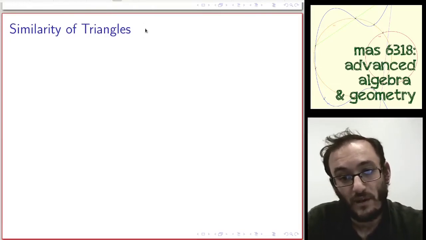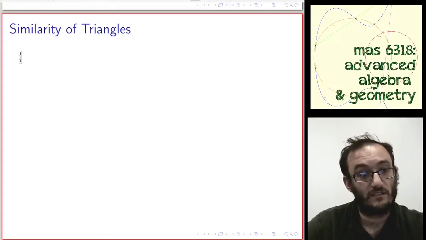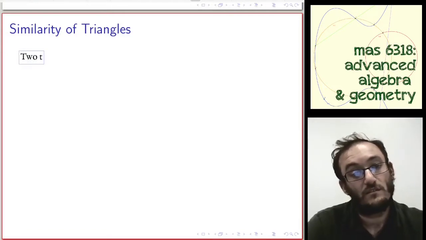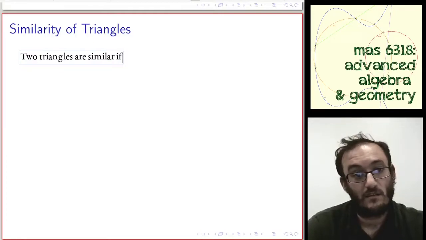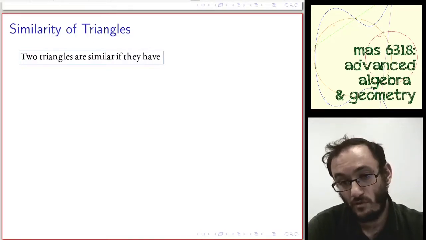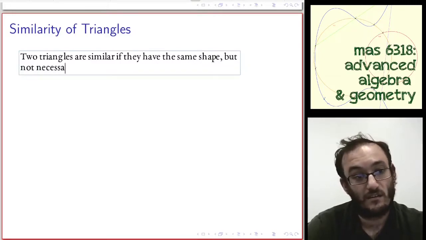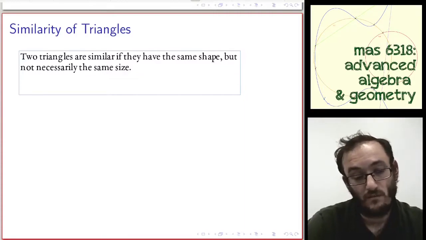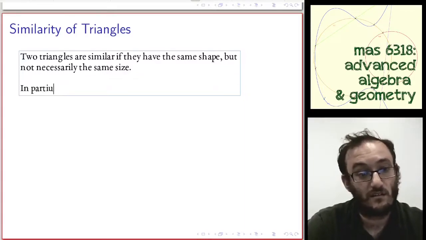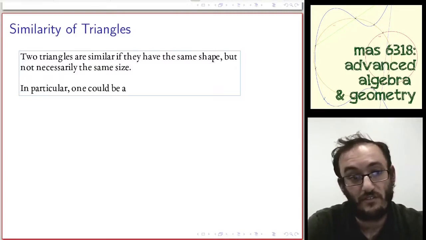So that's all about congruence of triangles. Similarity of triangles is a bit different. Two triangles being similar means that they have the same shape, but not necessarily the same size. In particular, one could be a rescaled version of the other.